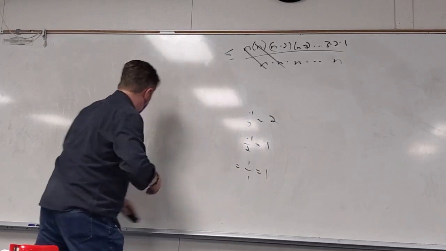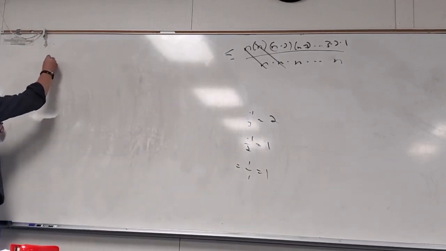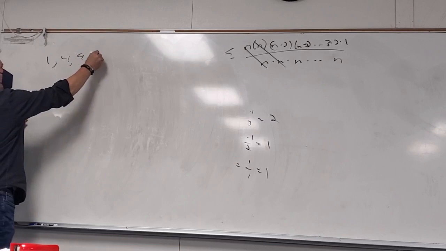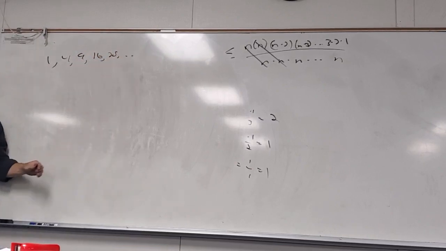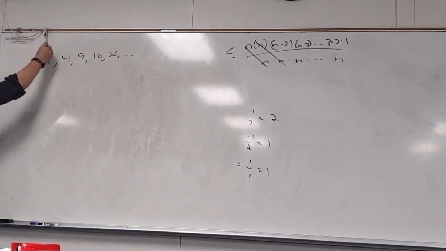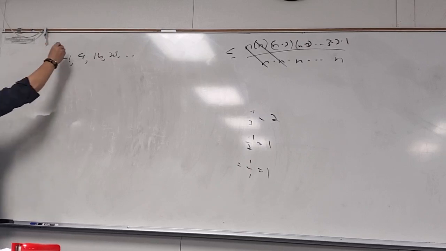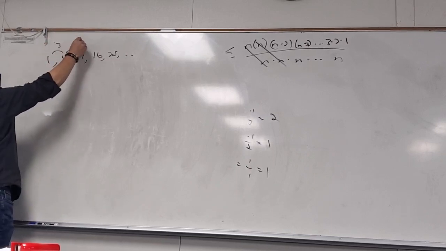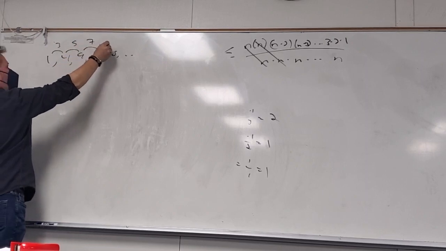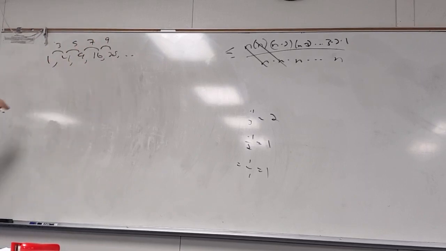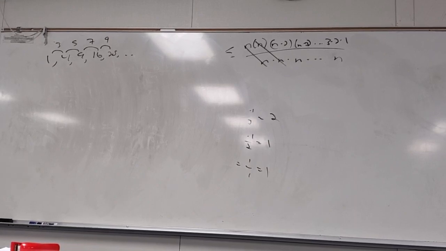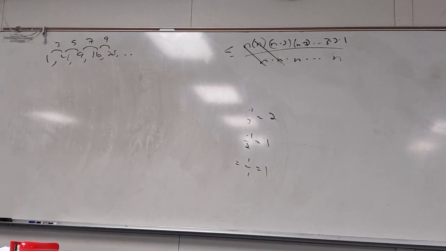How did the squares go? 1, 4, 9, 16, 25, right? How far apart are these, by the way? 3. How far apart are these? 5. How far apart are these? Interesting. So squares inherently are increasing by the next consecutive odd number. It's kind of neat.